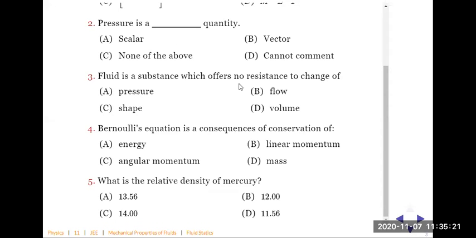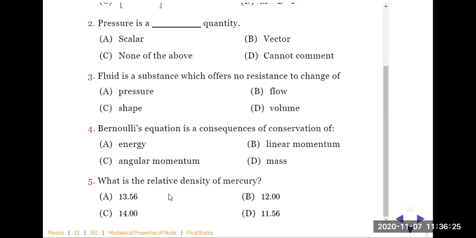Third, fluid is a substance which offers no resistance to change of, tell me, pressure, flow, shape, and volume. Offers no resistance, right? No resistance at all. Think about it. Okay, I'm getting two, three answers. We'll see that. Fourth one, Bernoulli's equation is a consequence of conservation of. If you have pre-read, then only you can answer. Okay, no issues, we'll see. This is about pre-reading.